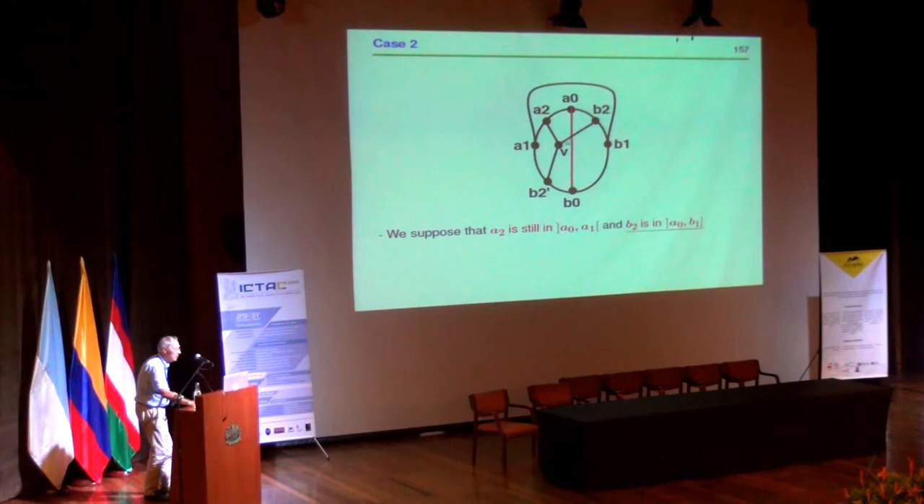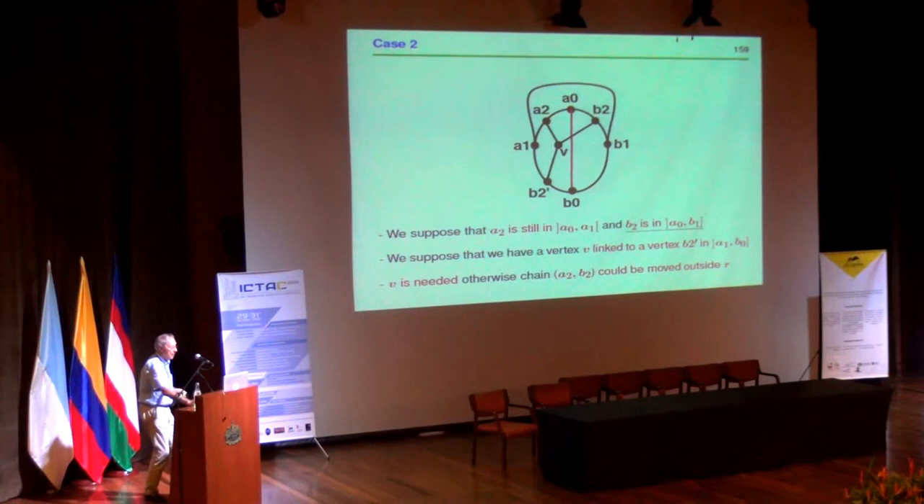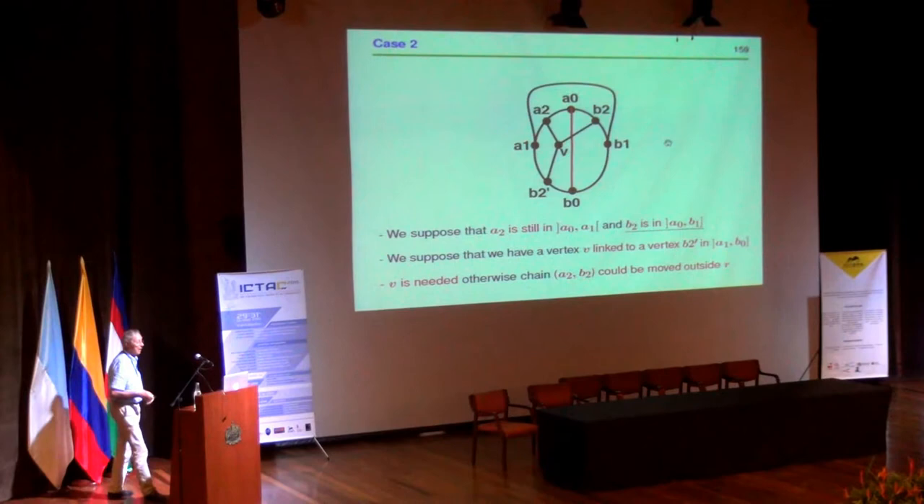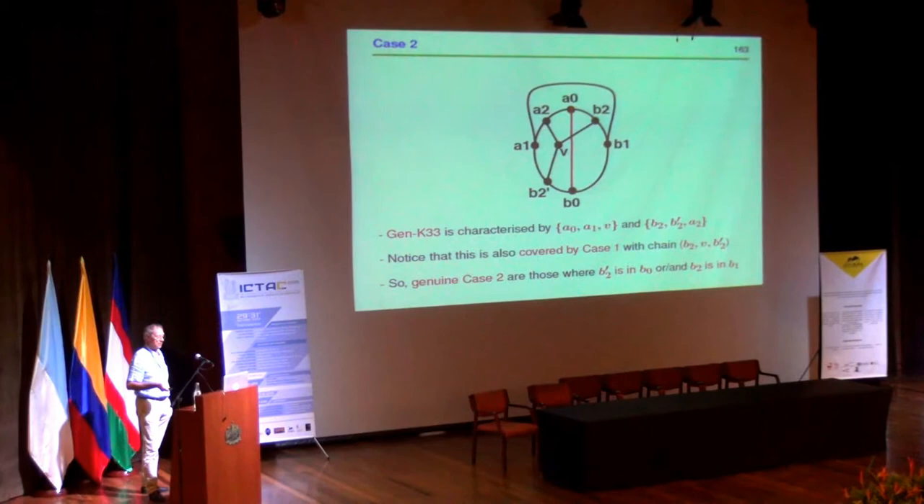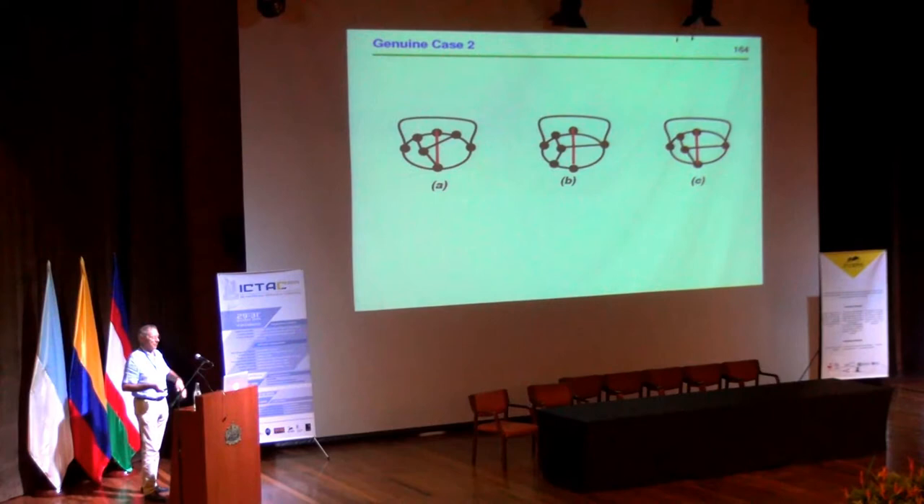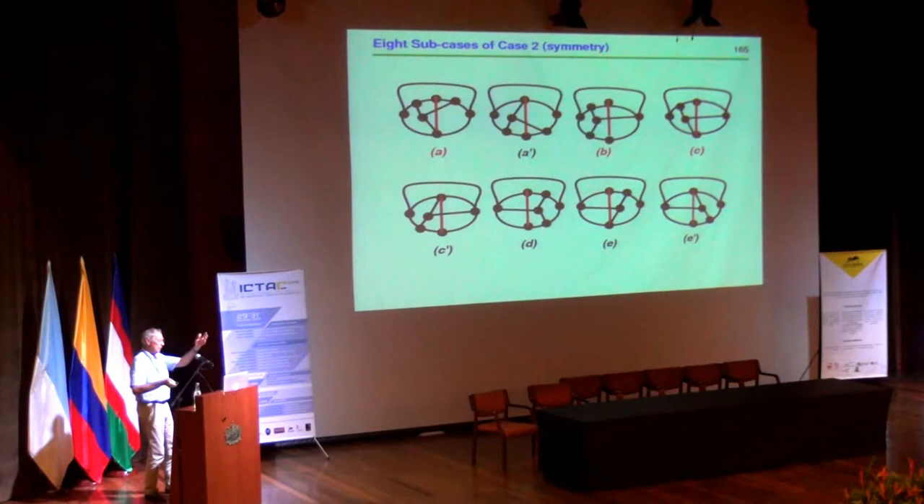And in fact, we have just a case where either B2 prime is here, or B2 is here, or both are in B0 and B1. And this is defined here, and so genuine cases are just the case where I define, and then the case is characterized here. So these are the three cases, and with symmetric cases, vertical or horizontal symmetry, we have all these cases.